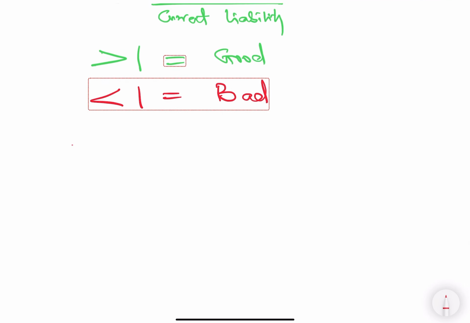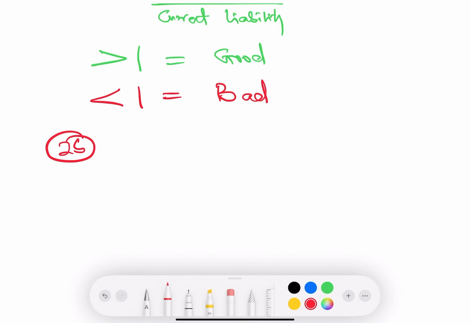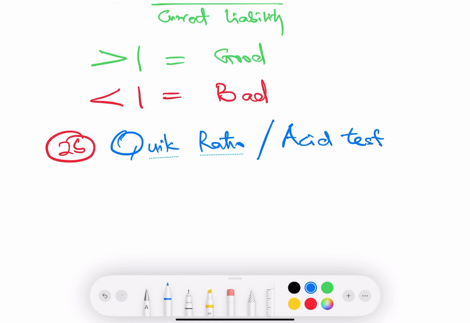Now, the 2B is the quick ratio, which is also called the ACCA test. Quick ratio. You might see it in some literature where they call it the ACCA test ratio. Yeah, this is just the same thing as current ratio in terms of everything we've said.